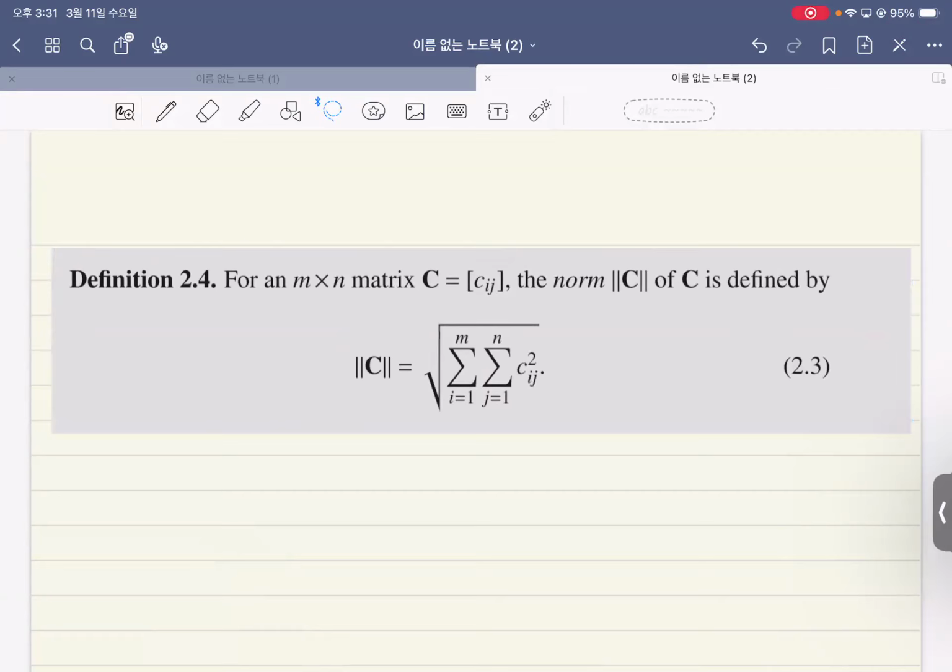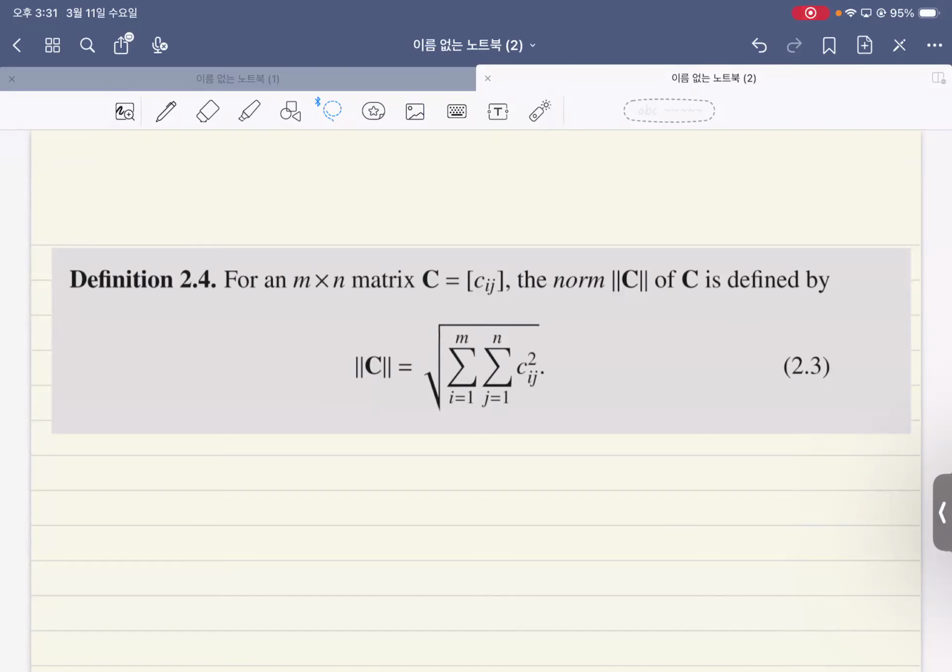You know the matrix, and as you know well, every vector has its length, and same is true for matrices. So in this definition, they're going to define the length of the matrix, the norm of the matrix.